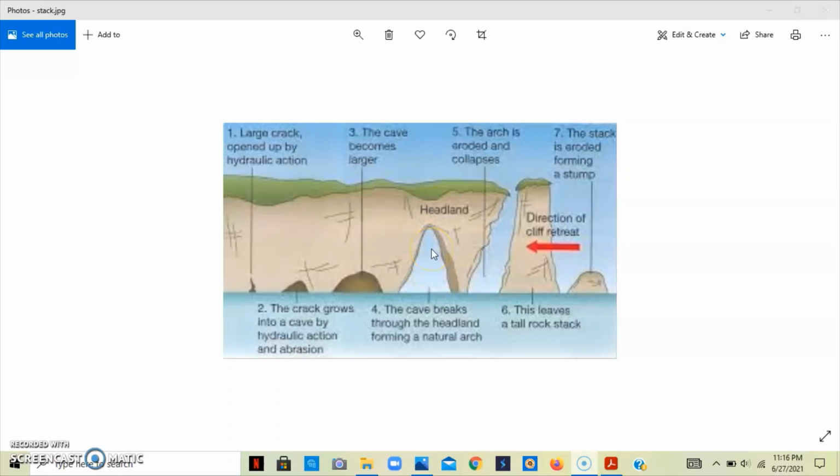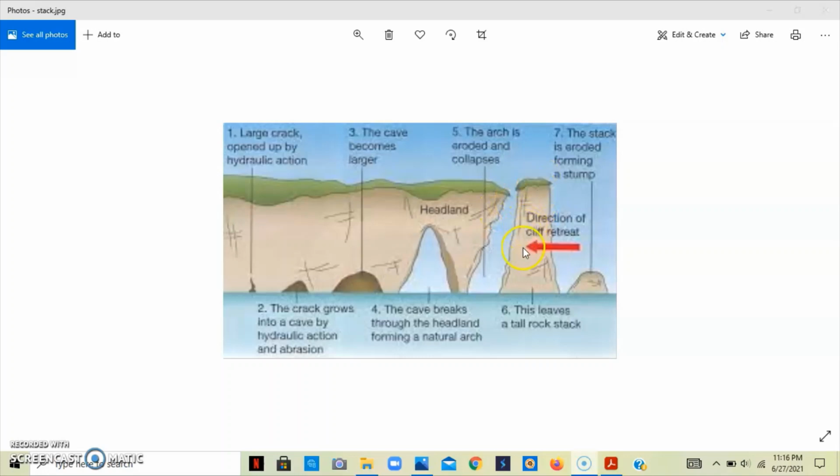Now the base of the arch continues to become wider through further erosion until its roof becomes too heavy and collapses into the sea. So the roof of the arch collapses here, right? So once it collapses here, it leaves behind a tall rock known as a stack, right?